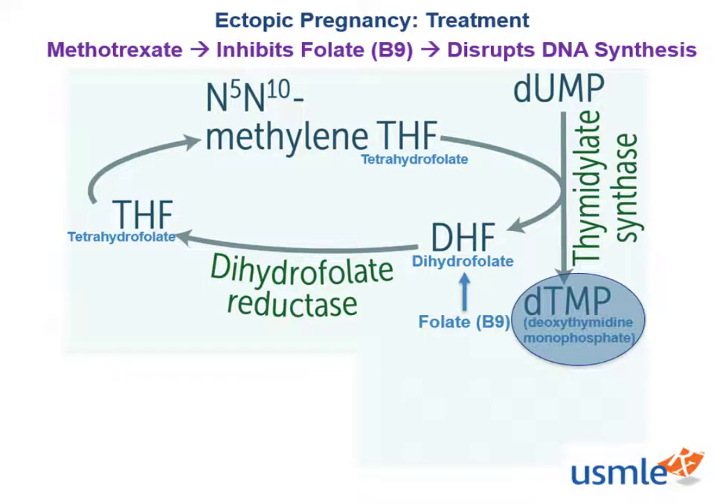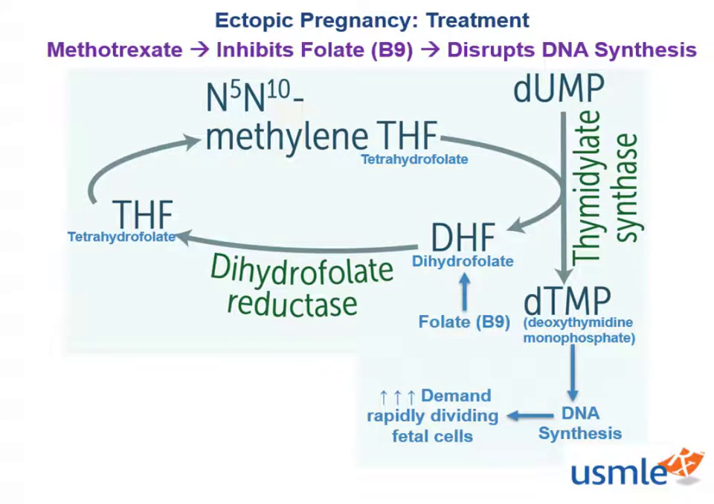Deoxythymidine monophosphate is a crucial pyrimidine for DNA synthesis. DNA synthesis is in high demand in developing fetuses, as fetal cells are rapidly dividing cells. And so, this biochemical pathway of folate metabolism demonstrates folate or vitamin B9's crucial role in thymine metabolism, DNA synthesis, and its importance in rapidly dividing cells of the fetus. Therefore, disruptions of folate metabolism by methotrexate can lead to termination of non-viable ectopic pregnancies, as the demand for rapidly dividing fetal cells for DNA cannot be met.